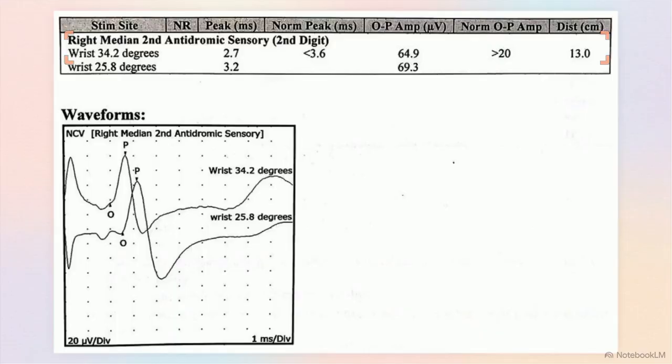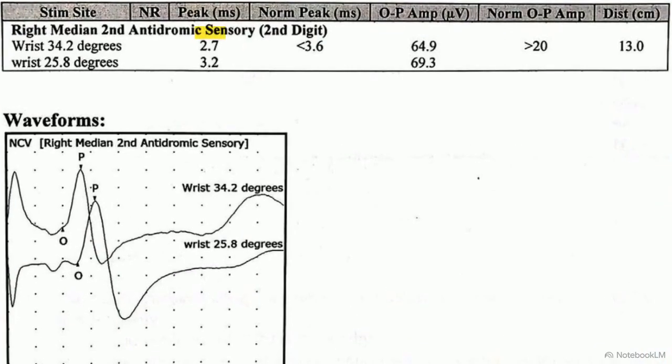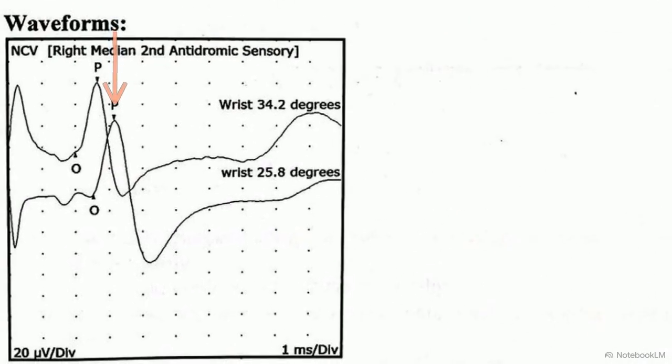These tables and waveforms compare a sensory nerve under two conditions. At a normal 34.2 degrees, peak latency is 2.7 milliseconds. At a cold 25.8 degrees, latency delays to 3.2 milliseconds. The cold waveform visibly stretches right, falsely increasing the latency measurement.